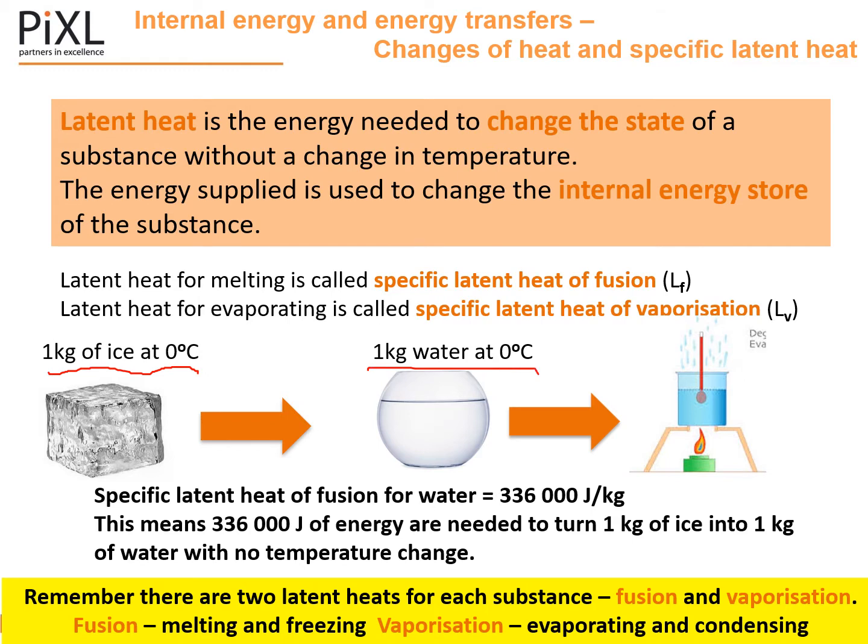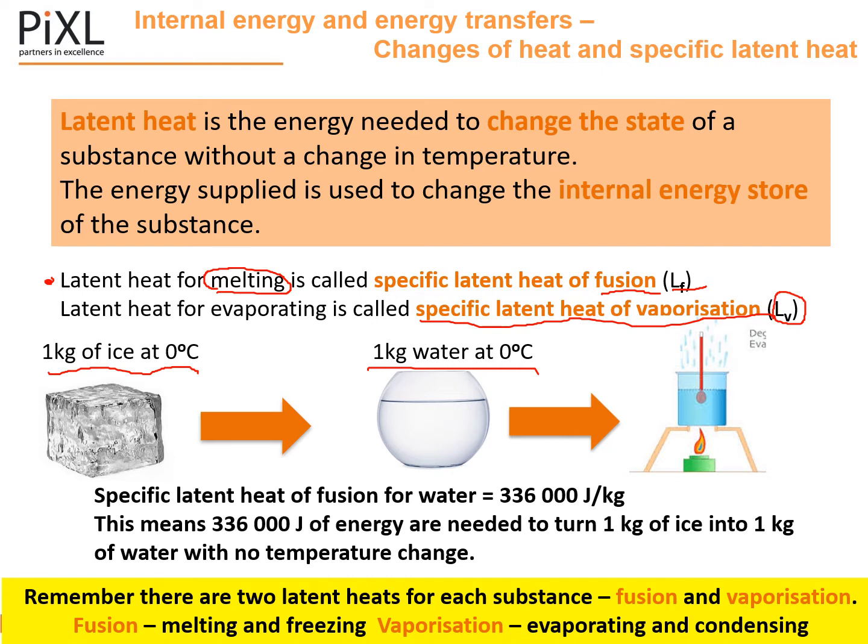Okay, so let's have a look here. The latent heat for melting is called specific latent heat of fusion. That can be used for melting and it can also be used for freezing. The other key term is the latent heat for evaporation or even condensation. We call it the specific latent heat of vaporization. So you can see LF is for fusion and LV is for vaporization over there.